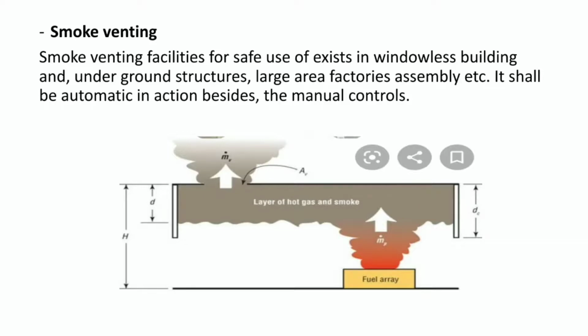Smoke venting facilities are for safe use of exits, doorways, buildings and underground structures, large areas, factories, assembly areas, etc. It shall be automated in action rather than manual control. This is mostly used in basements. It is a power sucking system where the smoke will be sucked from the source and exited from another source.